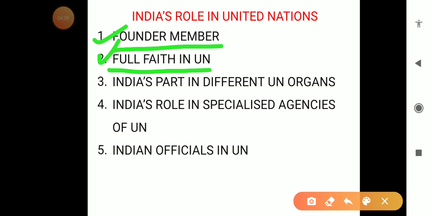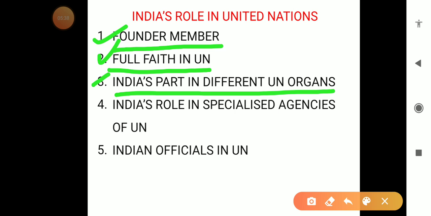Then we have India's part in different UN organs. India has been part of the Security Council many times. India has also been part of the Economic and Social Council. India was also a member of the Trusteeship Council. India has also taken part in several peacekeeping forces. So we see that India has been part of different organs of the United Nations, almost all of the six main organs.